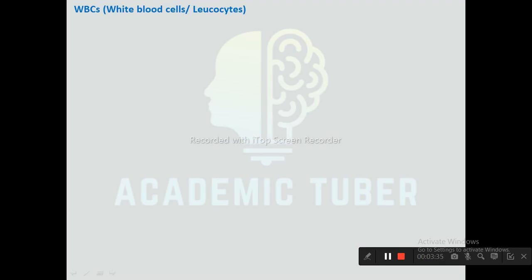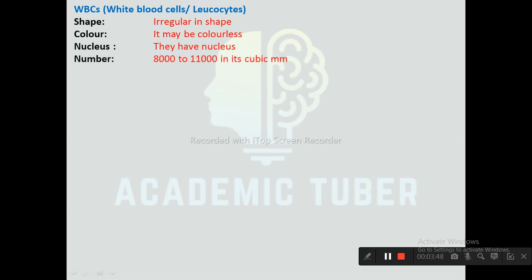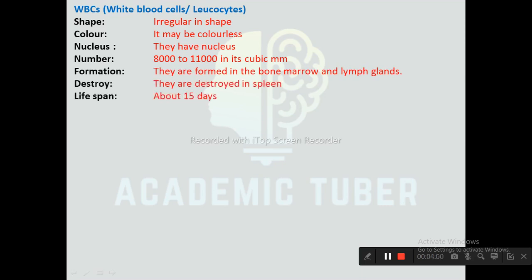Next one is WBC, white blood cells or leukocytes. The shape of WBC is irregular, and it is colorless, and WBC have a nucleus. The number of WBC ranges from 8,000 to 11,000 in each cubic millimeter. They are formed in the bone marrow and lymph gland, and they are destroyed in the spleen. Lifespan is about 2 weeks. And the function of WBC is to help increase the immunity system of the body.